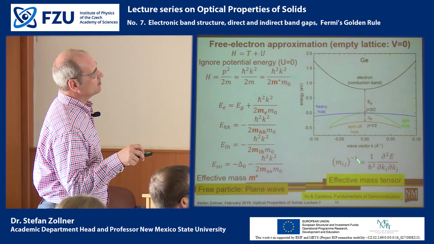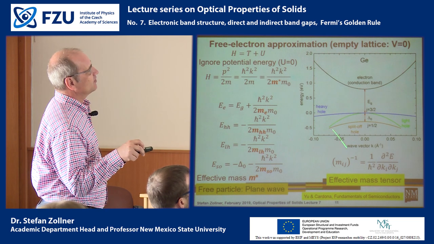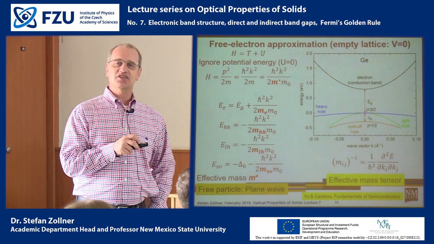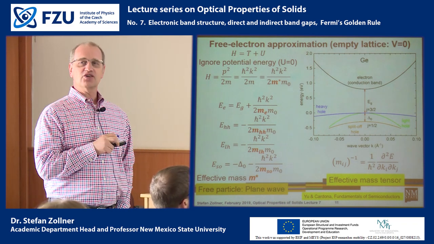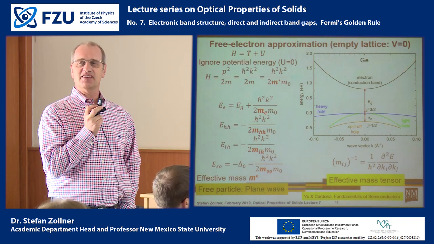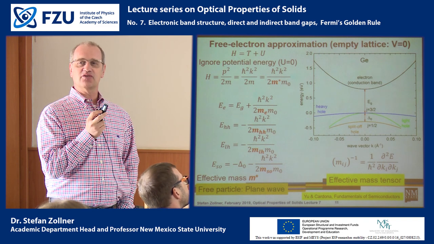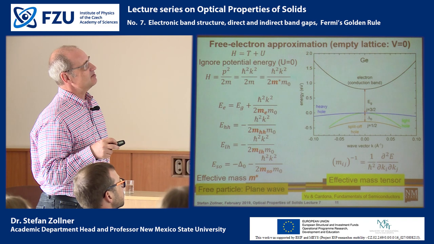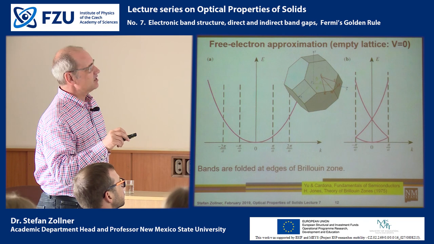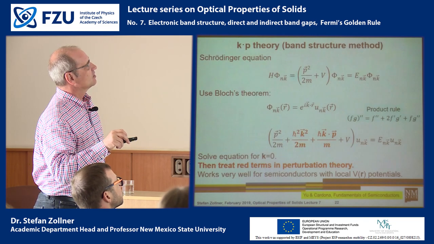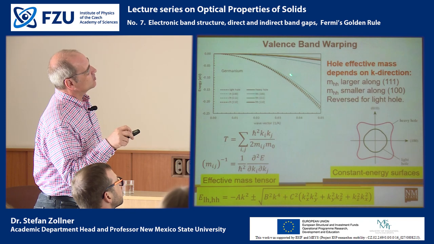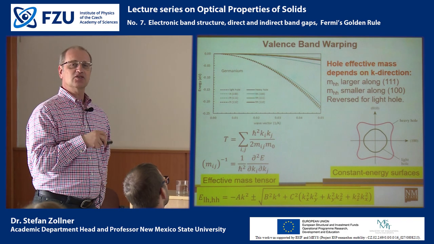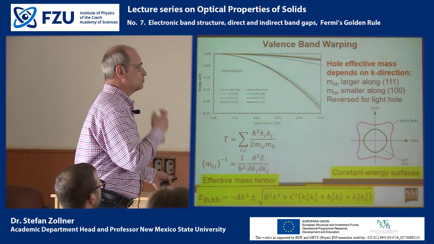If you introduce an effective mass tensor, then the energy will still be parabolic, but it will no longer be spherical, because the curvature of the parabola will depend on the direction of k. That means warping or non-spherical, but it is still parabolic. So the bands can be parabolic but non-spherical. If you think of this picture here, all these bands are parabolic, but they're not spherical because the curvature depends on direction. And that's why we say that this parabola is warped.